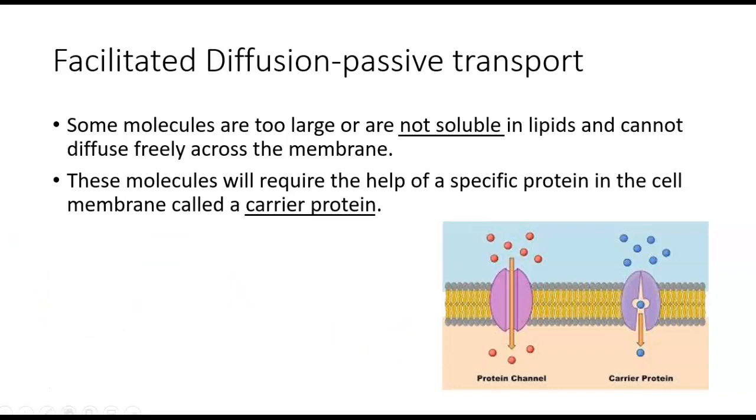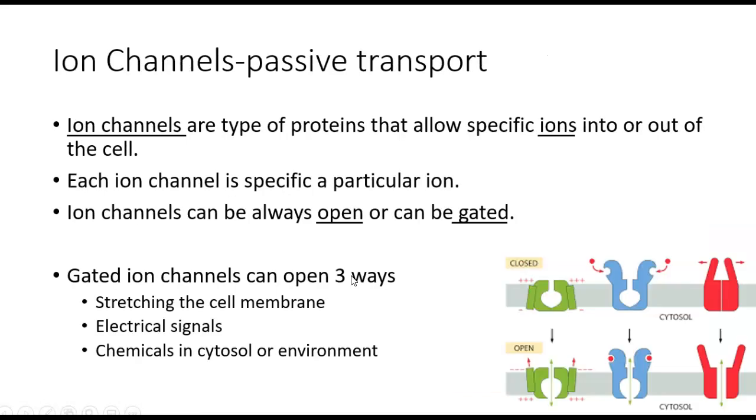They have to get into the cell some other way. So these molecules require the help of a specific protein in the cell. We call these proteins carrier proteins. So here are some examples of what that might look like from a cartoon version picture. So here's a protein channel and a carrier protein. There are different types, both important in facilitated diffusion.